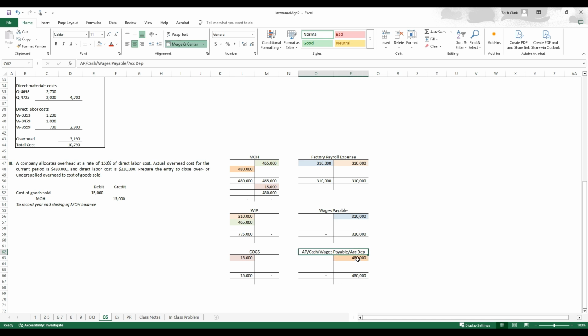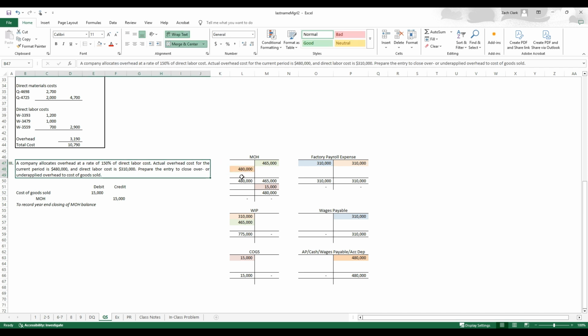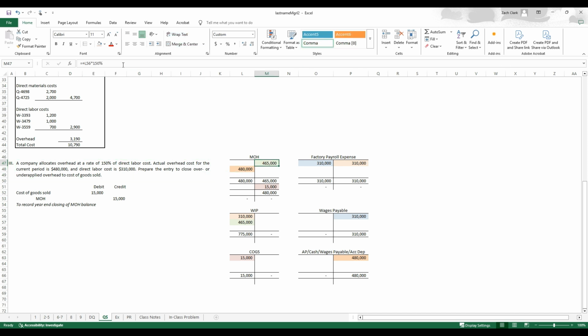So this is a whole accumulation of different entries, right? We're just not showing that here in this problem, a whole bunch of different things. This is what that 480,000 is made up of. But over time, as we accumulate those costs into overhead, it totals up to the 480. So this is our actual expenses. We're using a budgeted, predetermined overhead rate allocation method of 150% of the 310.